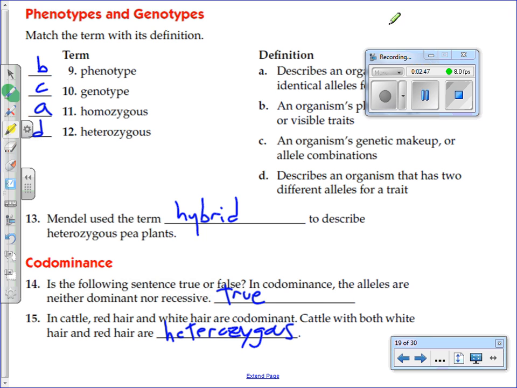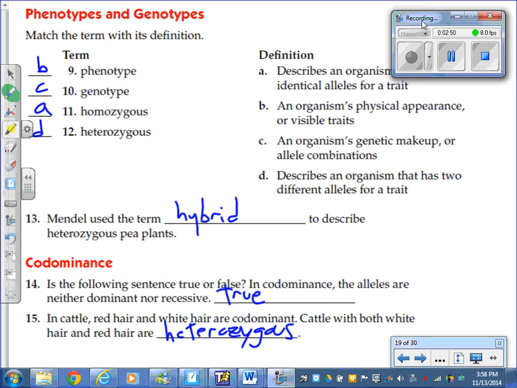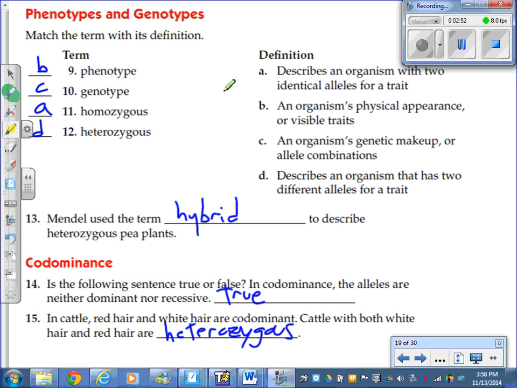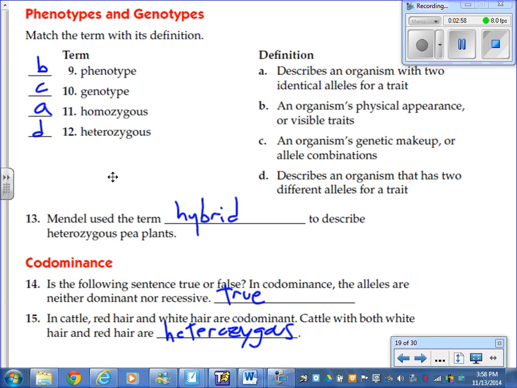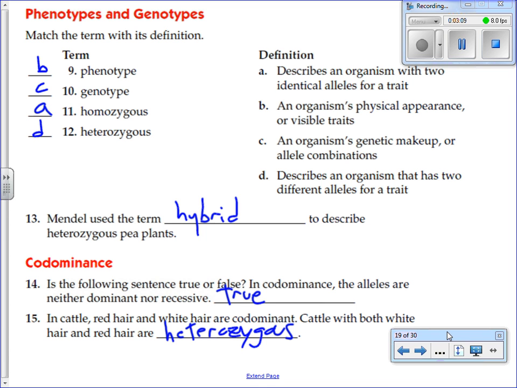And a few more questions here, and there was a flip lesson just doing this vocabulary, but this is the new words for this week. We have phenotype, genotype, homozygous, and heterozygous. Mendel used the term hybrid to describe the heterozygous pea plants. And codominant. Today in class we talked a little bit about codominance. We'll talk about it a little bit tomorrow as well.